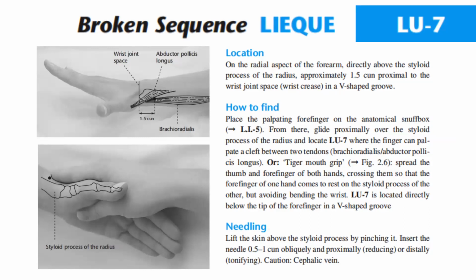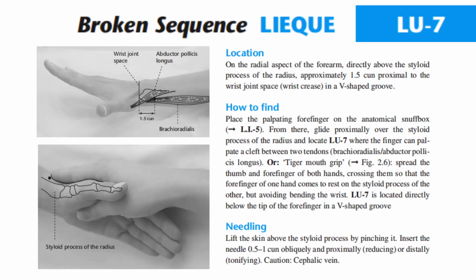Place the palpating forefinger on the anatomical snuff box. From there, glide proximally over the styloid process of the radius and locate Lung 7, where the finger can palpate a cleft between two tendons, brachioradialis and abductor pollicis longus.